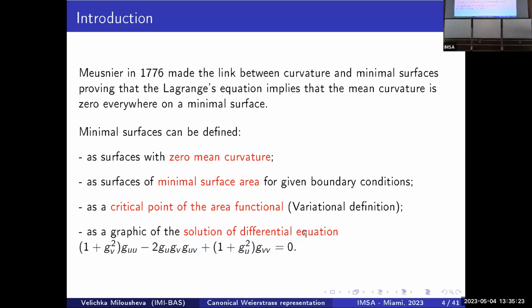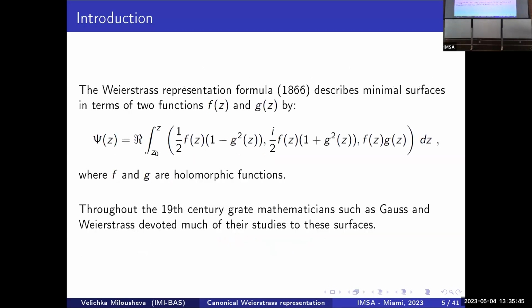And in fact, this variational definition that the minimal surfaces are critical points of the area functional makes the minimal surfaces the two-dimensional analog of the geodesics, because the geodesics are the critical points of the length functional. So this is some kind of history. And I will mention the Weierstrass representation formula, which describes the minimal surfaces in terms of two functions f and g by this formula. Here f and g are two holomorphic functions.